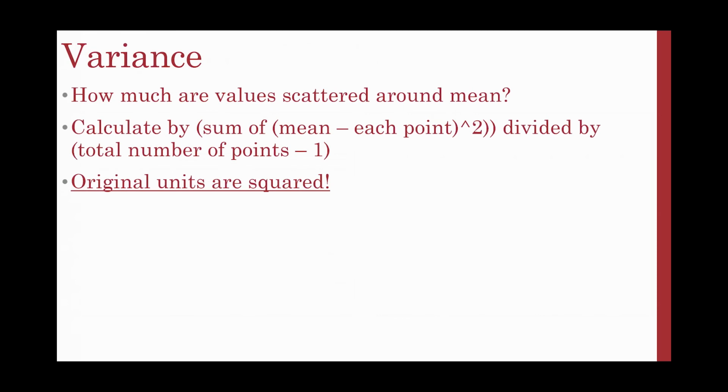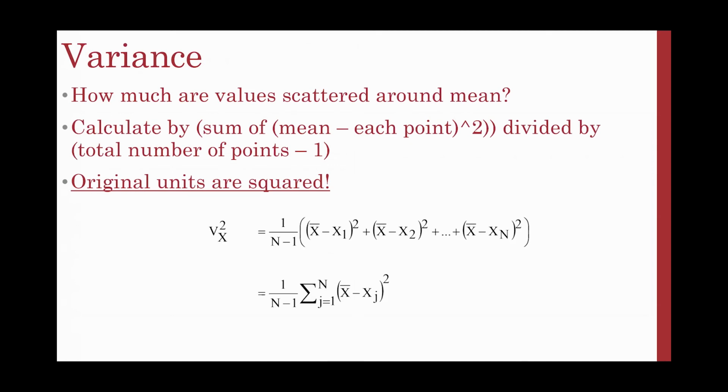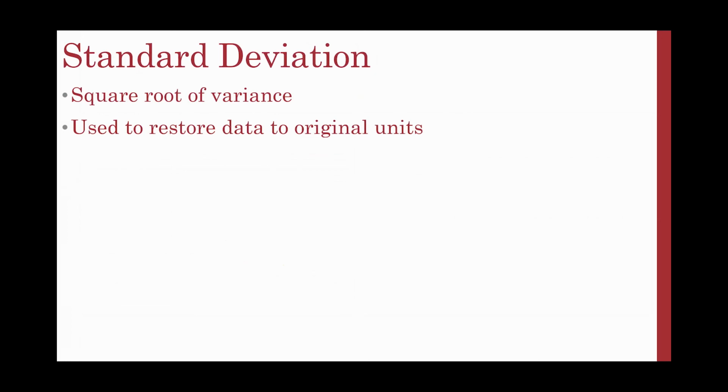So what is the variance? The variance is how much values are scattered around the mean. We calculate that by summing the squared differences between the mean and each point, divided by the total number of points minus 1. So your original units are squared. Our variance is 1 divided by the total number of points minus 1, times the average minus the first point squared, plus the average minus the second point squared, all summed up. So what is standard deviation? Standard deviation is simply the square root of your variance. You use it to restore your original units.